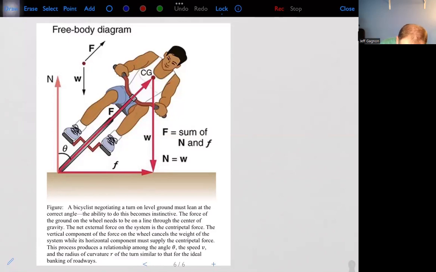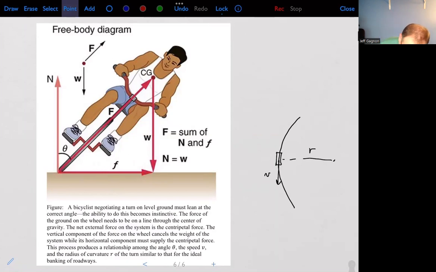If I look from above, the cyclist is at an angle, but is traveling in a circular path, just like that car was in the previous example, right? It's traveling in a circular path, where this is the radius and this is the speed, v. That frictional force here is what allows the cyclist to travel in a circle. That is really the centripetal force.